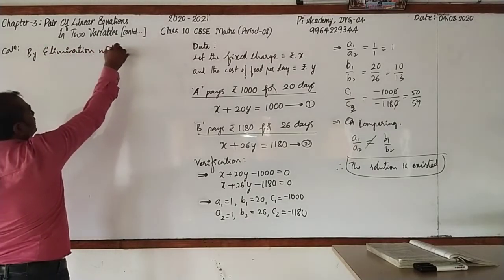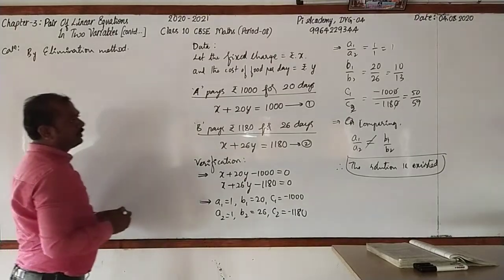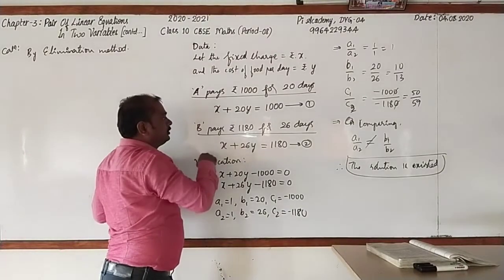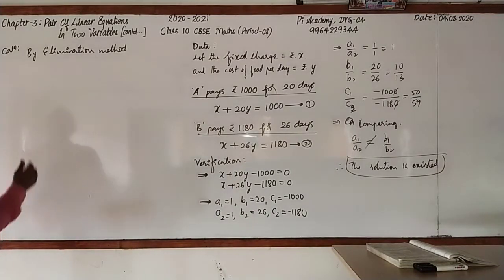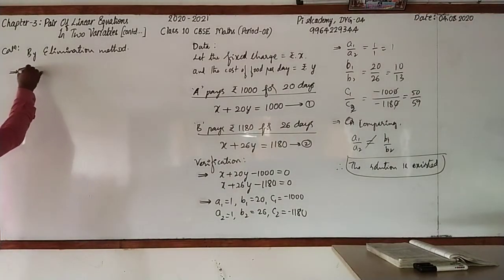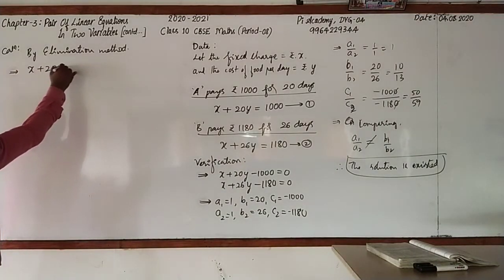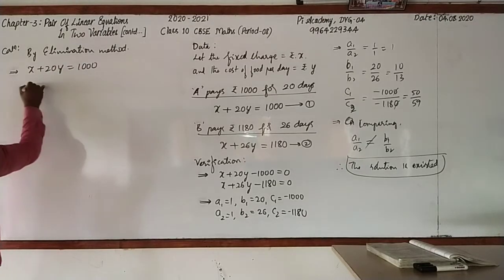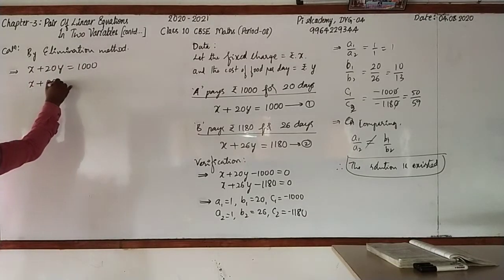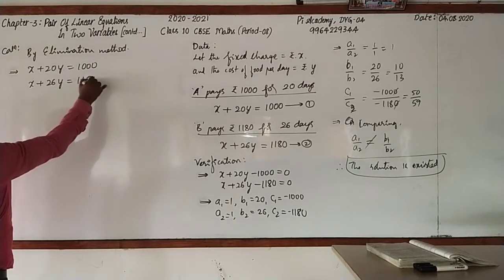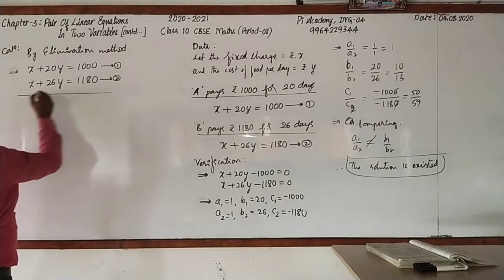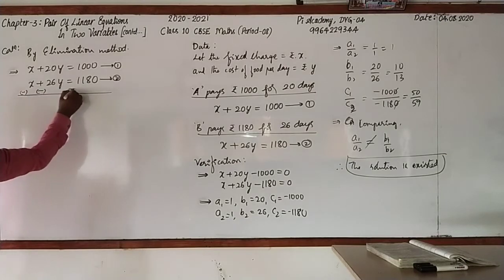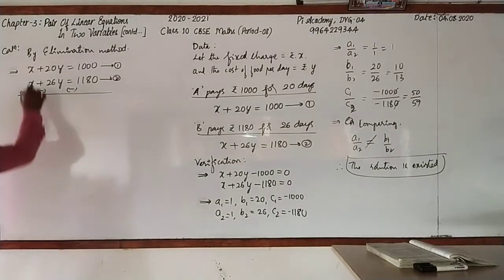By elimination method. Observe both the equations 1 and 2. Here the coefficient of x in both the equations is the same. Hence you can go for taking them directly. x plus 20y equal to 1000. Then x plus 26y is equal to 1180. Yes, change the sign. This is minus, it is minus, and even this is also minus.